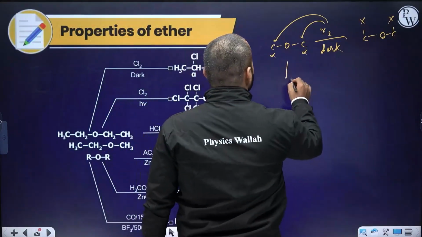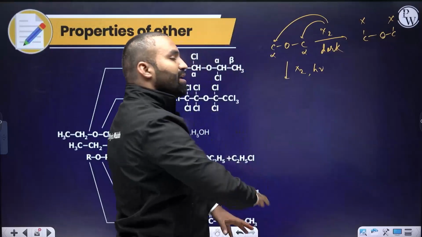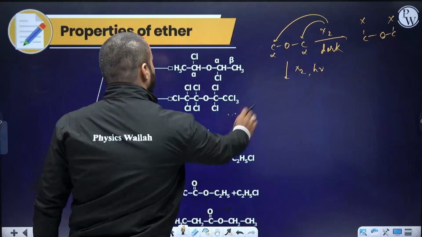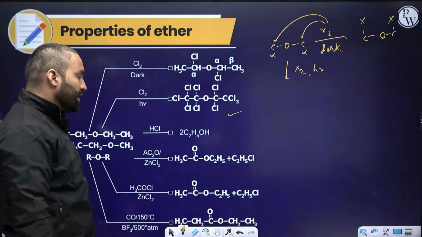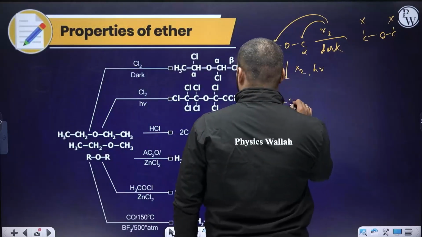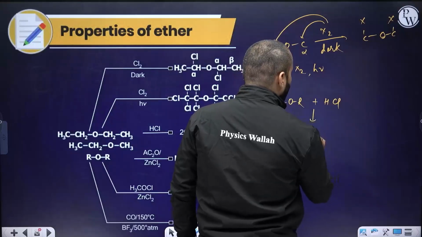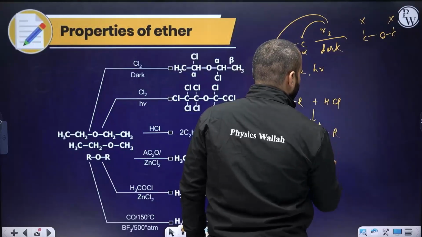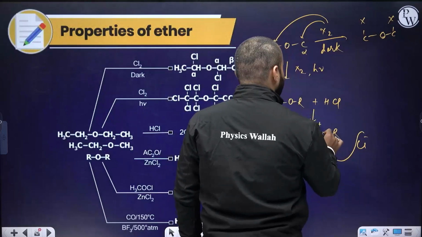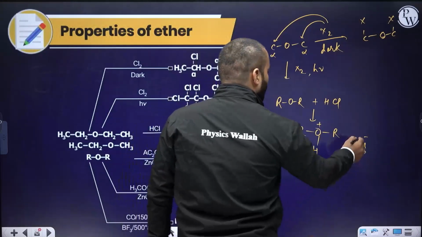But if I treat it with X2 in the presence of light, all the hydrogens of the entire molecule will be replaced by chlorine or whichever halogen you use. See this, all hydrogens are replaced, substituted basically. If you react ROR with HCl, what are we going to make? R, oxygen with positive charge, R, there is hydrogen here. Now Cl minus is also present. Cl minus attacks on the center. This leaves and RCl forms.